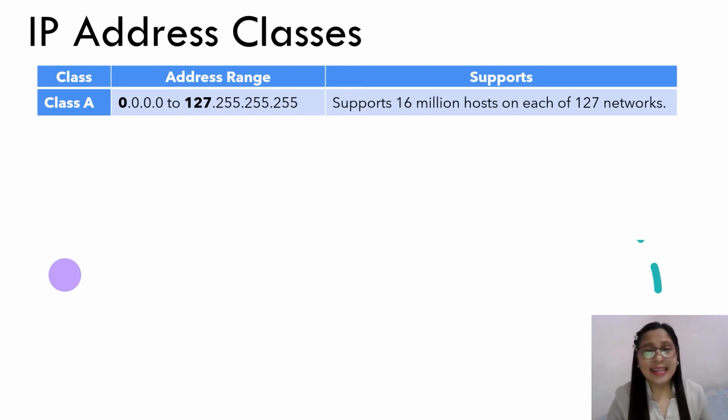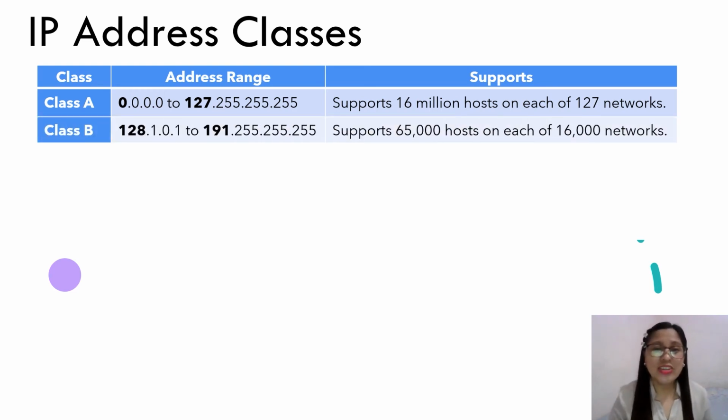That's why Class A IP addresses are used for huge networks like those deployed by Internet Service Providers or ISPs. Class B IP address has an address range from 128 to 191. Class B supports 65,000 hosts on each of 16,000 networks. Class B IP addresses are used for medium and large-size networks in enterprises and organizations.